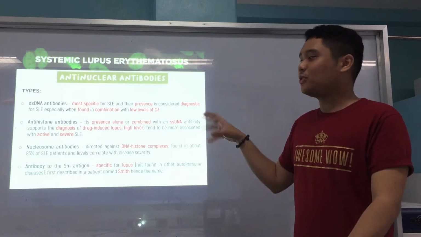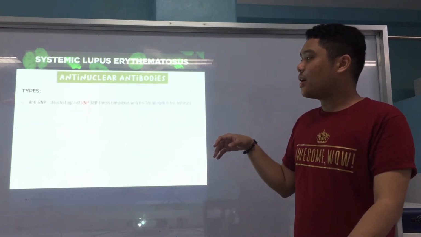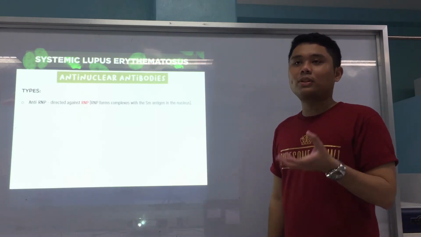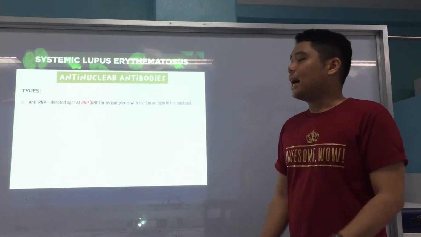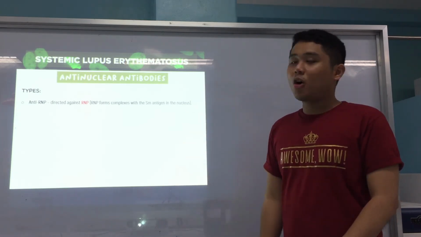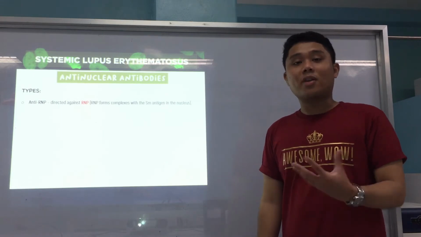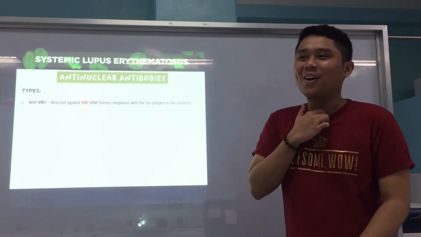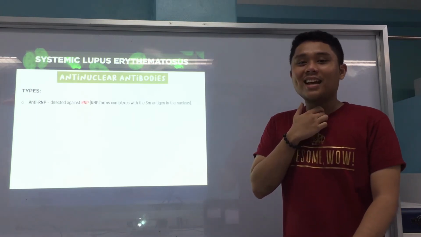So, those are the first few types. Next, another one is your anti-RNP. They are directed against RNP, ribonucleoprotein. Again, it's one of your extractable nuclear antigens. And your RNP forms complexes with your Sm antigen in the nucleus. So they are like branches of Sm, or like tenants of Sm.